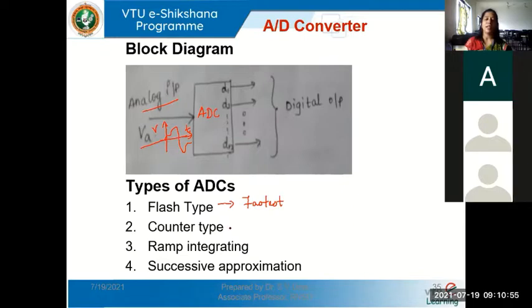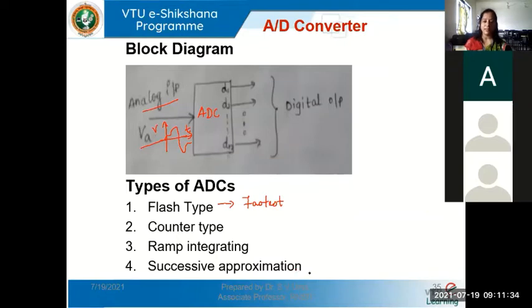Then we have a counter type of ADC, which makes use of an internal counter to convert, and a ramp integrating type of ADC, where it uses the principle of integration inside to convert any analog signal to a digital signal. So it will integrate the analog signal over a period of time, and then it will convert that integrated voltage value to a digital value. So that's how it will be functioning. That's also one of the very useful types of ADC.